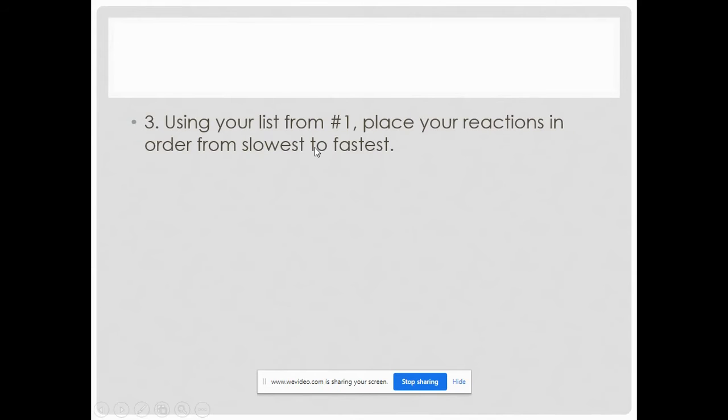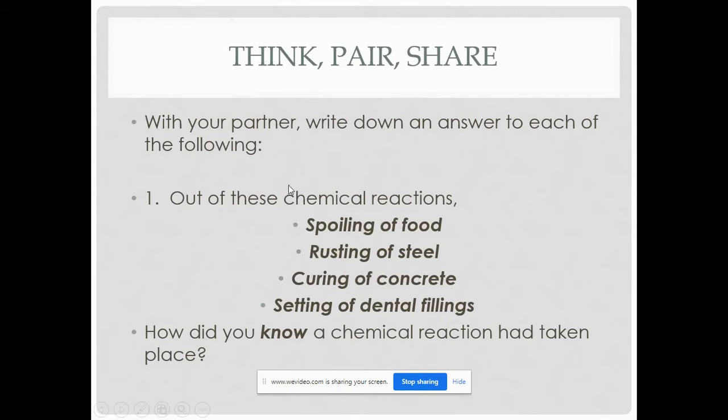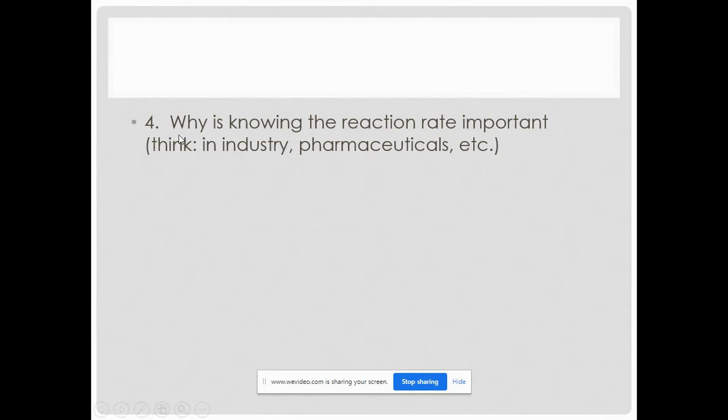And using your list from number 1, place your reactions in order from slowest to fastest. Okay, so which reaction of these do you think is happening the slowest to the fastest? And finally, why is knowing the reaction rate important?